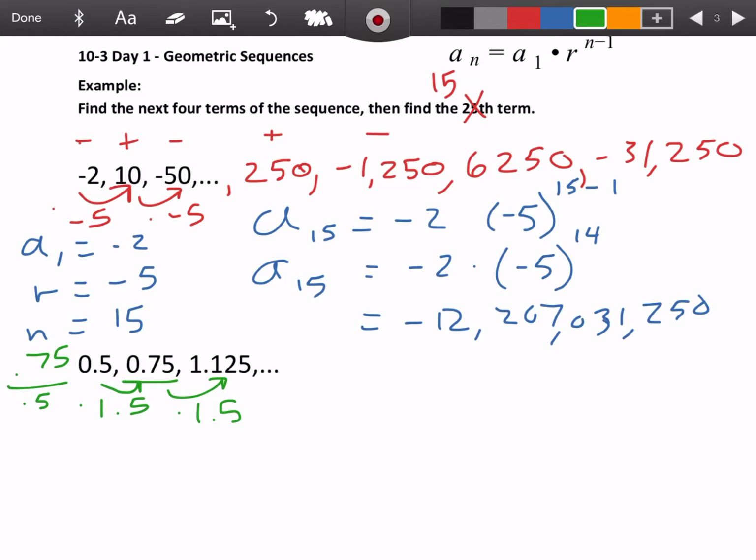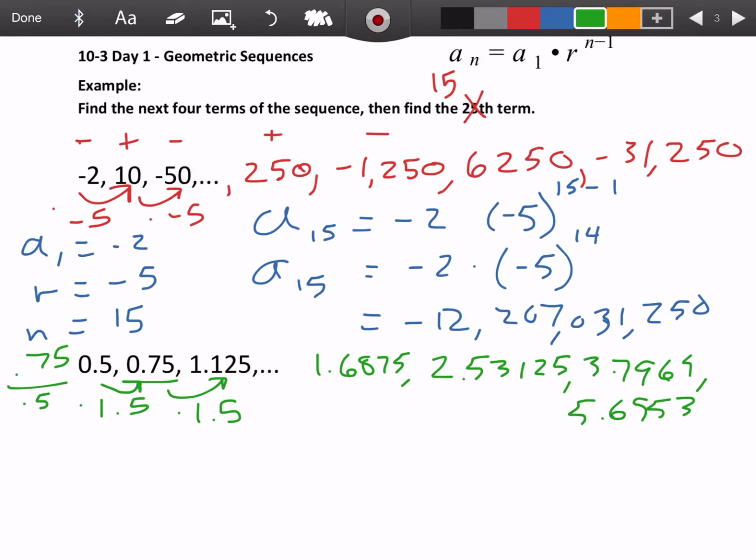So if we were to keep doing that, for the next 4 terms, it would be 1.6875, and then we'd get 2.53125, and 3.7969, and then 5.6953. And there's some more there that I had to kind of round off a little bit.